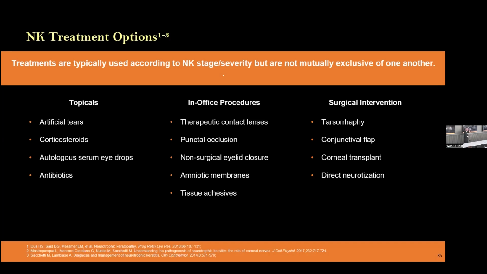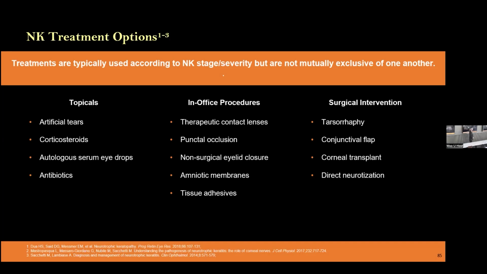Non-surgical eyelid closure, that's Botox, drops the lid down. It may work until the Botox wears off. Amniotic membranes, lots of people like that. I don't go there because I've had a lot of failures with that. And even if you heal, just like serum tears, you're still prone to the disease recurring. Tissue adhesive is glue. Well, that's if you're about to perf or you're perfed, and that doesn't solve the NK. You're just salvaging the globe at that point.